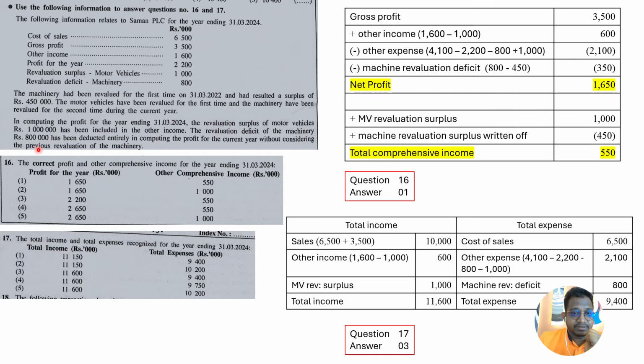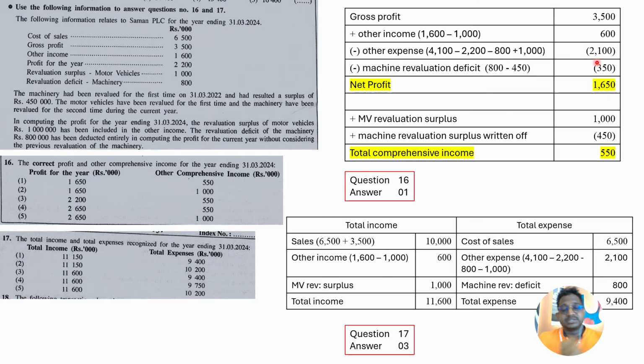So previously there is a 350, or what? There is a machine revaluation surplus of 450, right? But you recorded the total 800 revaluation deficit of the machine for this year in expenses without considering the previous revaluation. So that total 800 you should deduct here. And the revaluation surplus that you recorded in other income, you also have to add that to here.